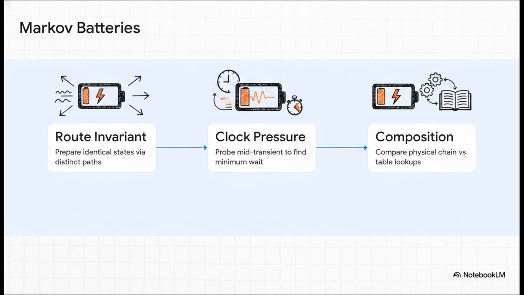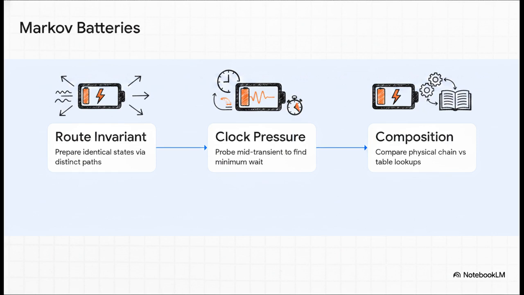The first battery tests root invariance. This asks, if I take 2 totally different physical paths to arrive at the same state, does the machine behave identically going forward? Passing this means the machine doesn't get confused by its own past. The second battery is clock pressure. This probes the system mid-transient to find the absolute minimum wait time between inputs. In simple terms, it's finding the exact speed limit for computing on this physical architecture.